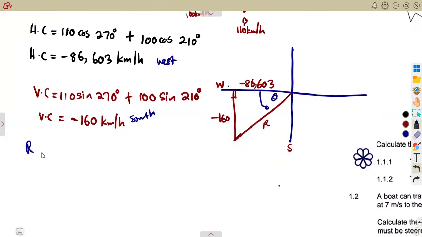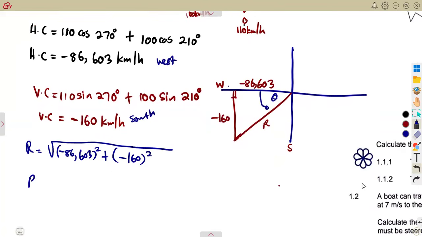So that's it. Our r there being the square root of the horizontal component squared, negative 86.603 squared plus the vertical component squared, which is negative 160 squared. All right, so this was going to give us 181. All right, so then we're going to obtain 181.934 kilometers per hour.